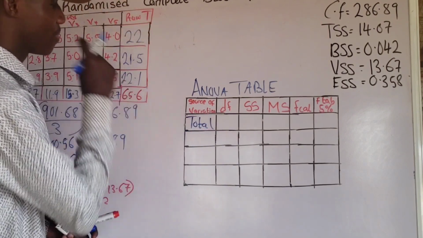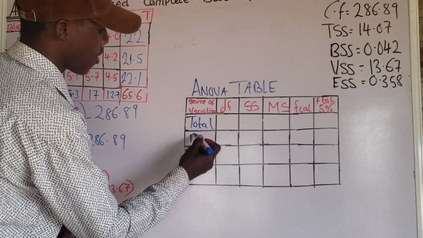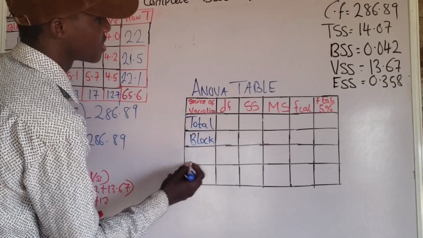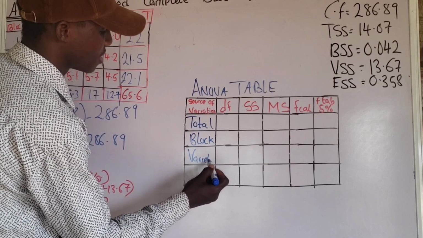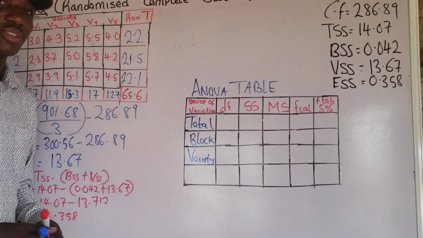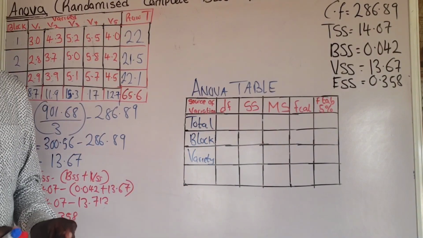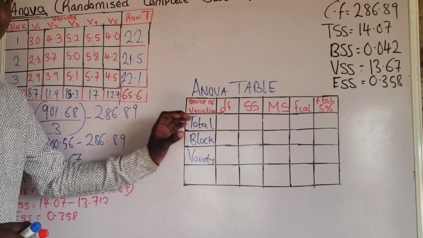Here I'm going to have total. Here I'm going to have block or replicate, and here I'm going to have variety or treatment. Please listen to me. It is what you are given in the question that is going to determine what you are going to put down in this Anova table.